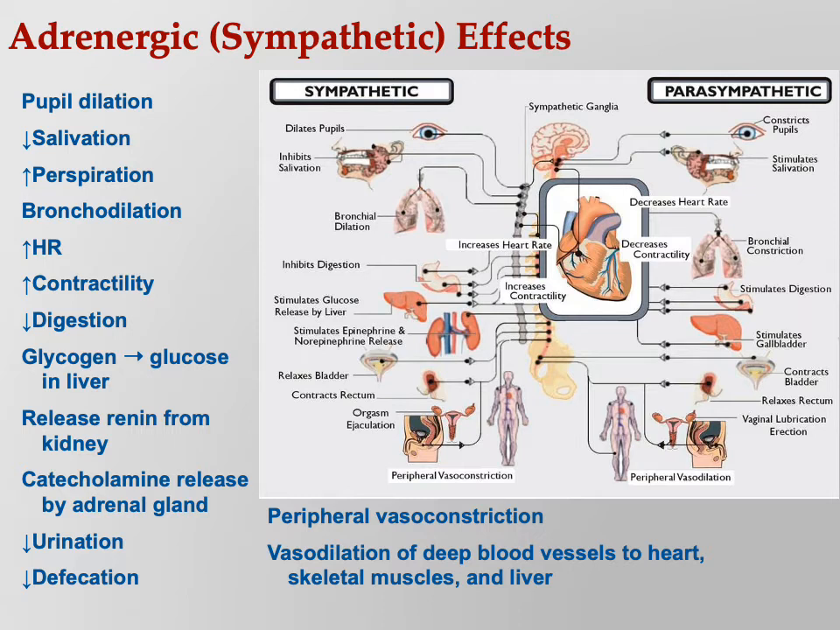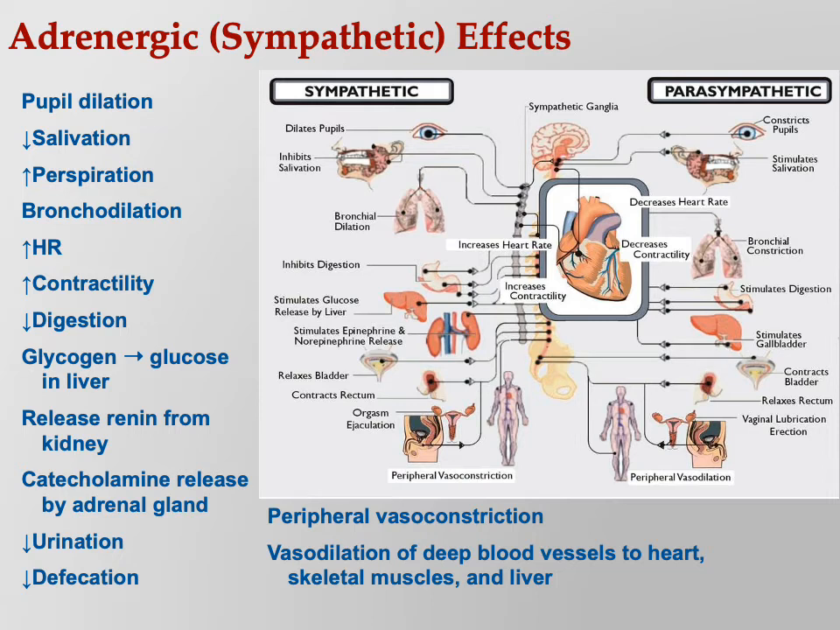Bronchodilation, it opens up your lungs. It increases heart rate and contractility. Heart rate is how many times per minute your heart beats. Contractility is how forcefully, all right? In other words, the power of the contraction. Both of those are in order to get more blood to your tissues because you're trying to survive. It's going to inhibit digestion because you don't need to worry about the cheeseburger in your stomach right now. We'll digest that later. Right now, we need to survive.